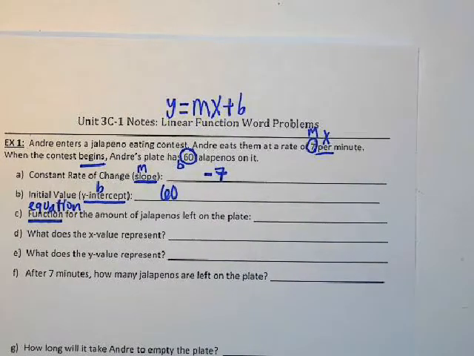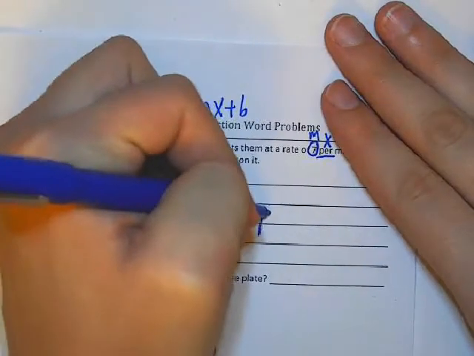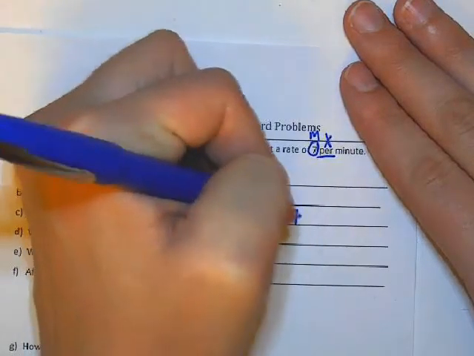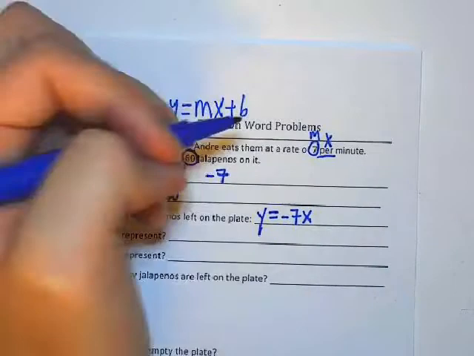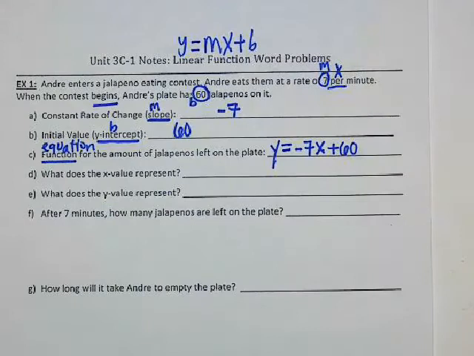So how do I write an equation from my information? y equals my m, which is negative 7, then I have x, and my b is a positive 60. So there's the equation. Are you writing with me?